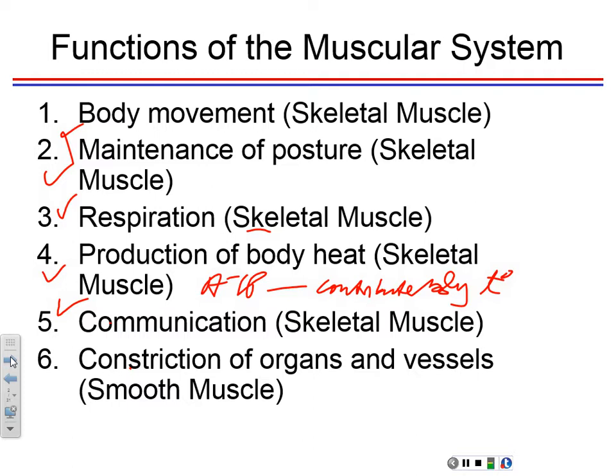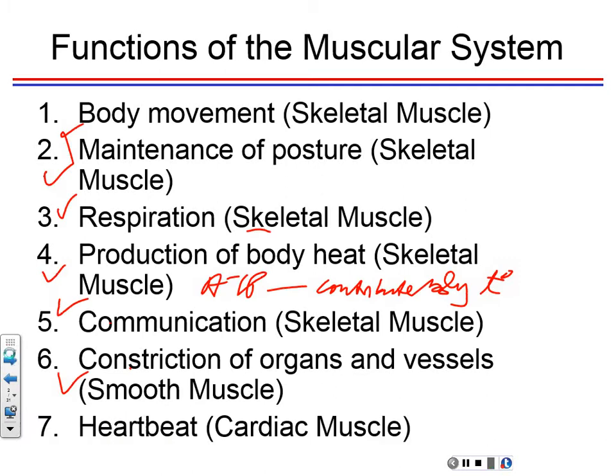Okay. So if you ever talk about the function of smooth muscle in those internal organs and all those other organs, be sure to mention blood vessels because that's an important one. Okay, passing oxygen and nutrients throughout. So constriction of organs and vessels. So blood vessels is pretty big on this one. Smooth muscle in blood vessels.